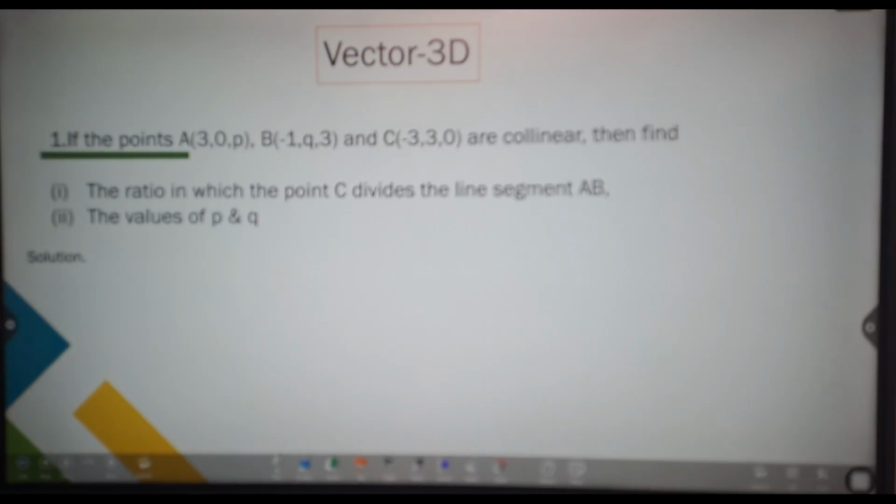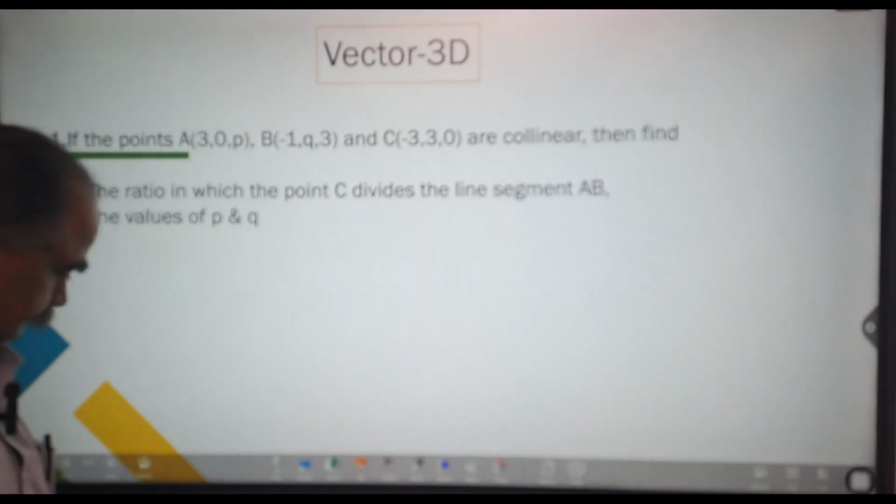If the points A(3, 0, p), B(-1, q, 3), and C(-3, 3, 0) are collinear, then find the ratio in which the point C divides the line segment AB, and the values of p and q.